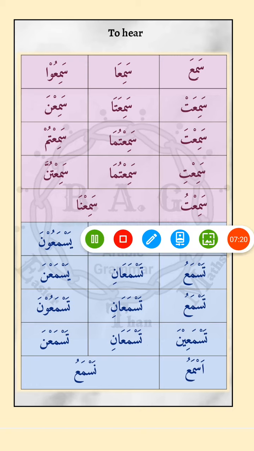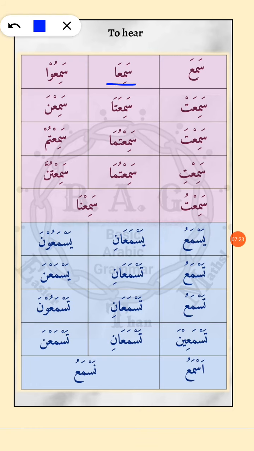Sami'a, let me get the pen out. Sami'a. So this is sami'a, sami'a, both of them masculines, heard. Sami'u, sami'at, sami'ata, sami'na. Here the sukoon is on the suffix, here the sukoon is on the third root letter. Sami'na, all of them feminines, heard. Hunna sami'na, then anta sami'ta, antuma sami'tuma, and then sami'tum.